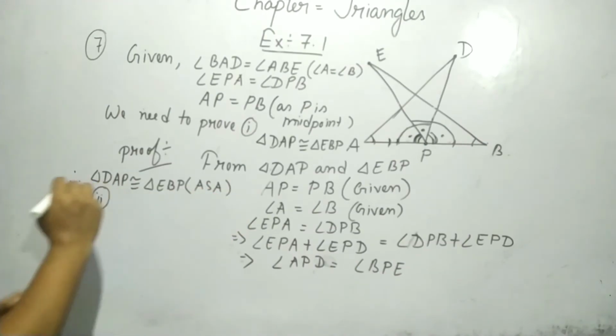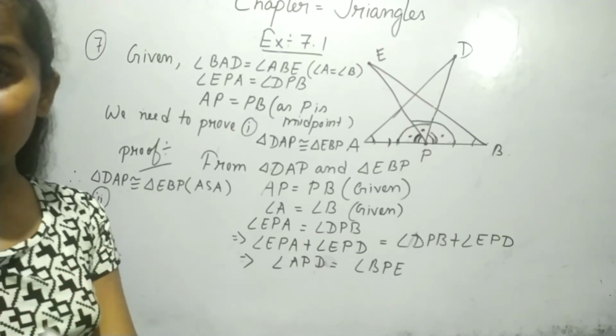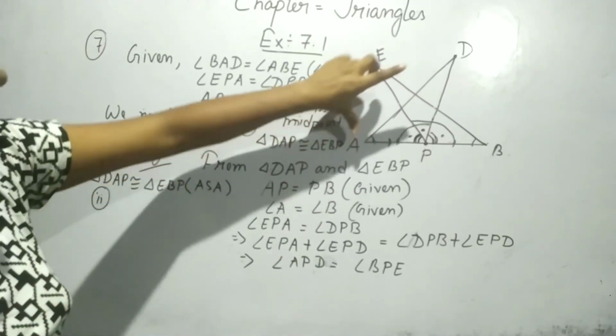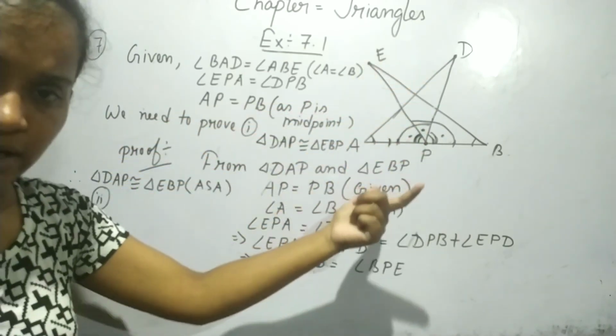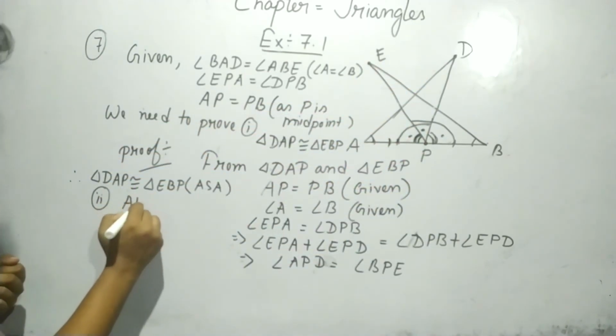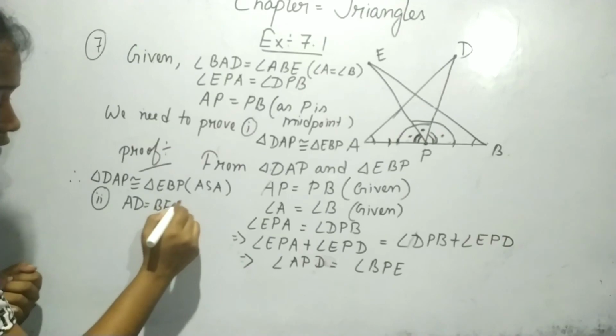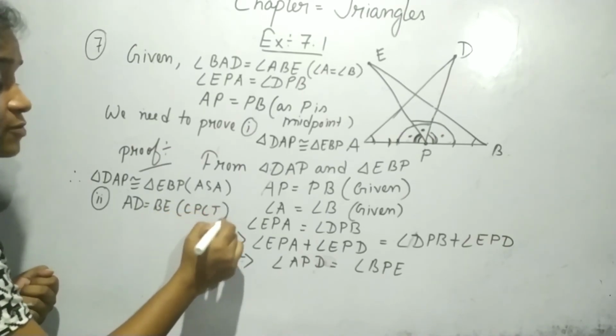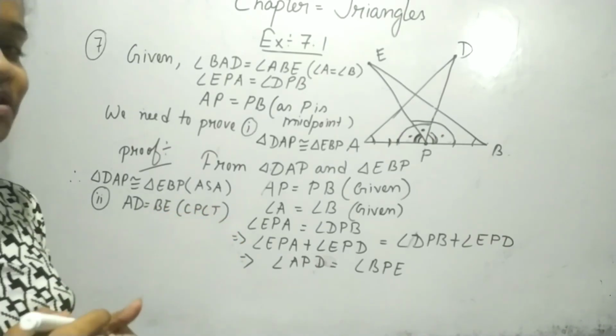And then in the second part, we need to show AD equal BE also. So obviously AD and BE are in these two triangles, so I can write directly AD equal BE. Why? CPCT, corresponding parts of congruent triangles.